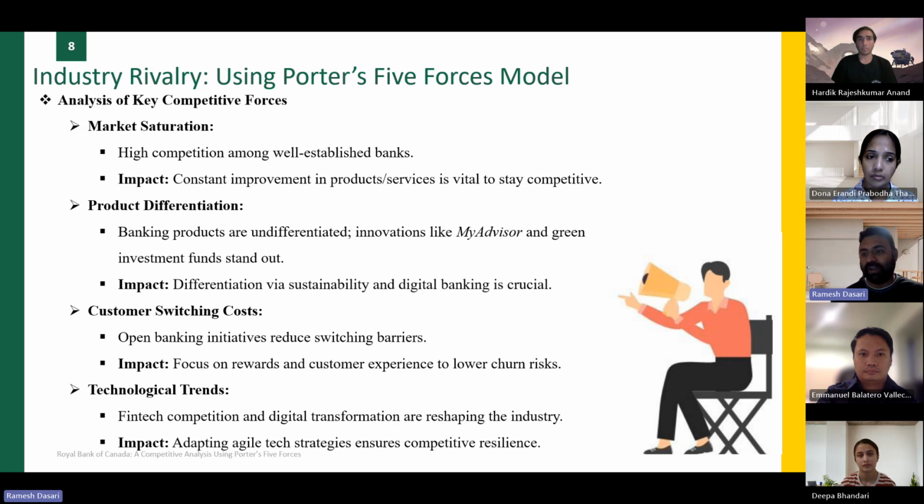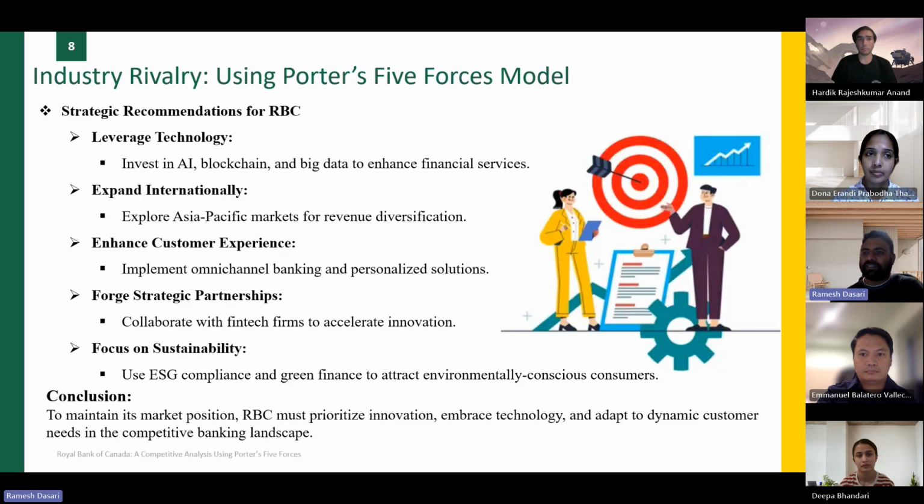sustainability to remain competitive. And these are the strategic recommendations for RBC: leveraging technology, expanding internationally, and enhancing customer experience, forging strategic partnerships, and focusing on sustainability. In conclusion, to maintain its market position, RBC must prioritize innovation, embrace technology, and adapt to dynamic customer needs in the competitive banking landscape.